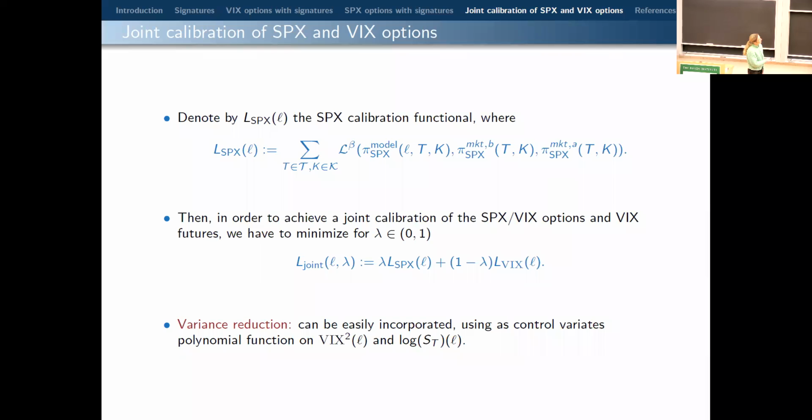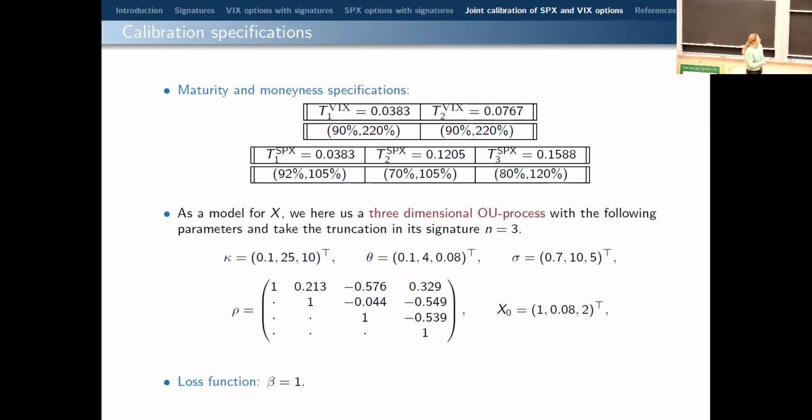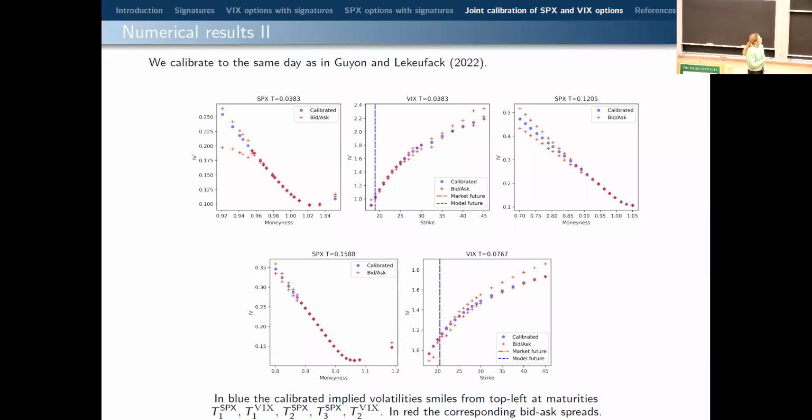So here is again this SPX, which is very similar to before, and now we make this convex combination, and we can as well introduce variance reduction. And again, here are the maturity and moneyness specifications. We have now a three-dimensional OU process with these kind of hyperparameters. So they are again fixed and not calibrated. And here are the results.